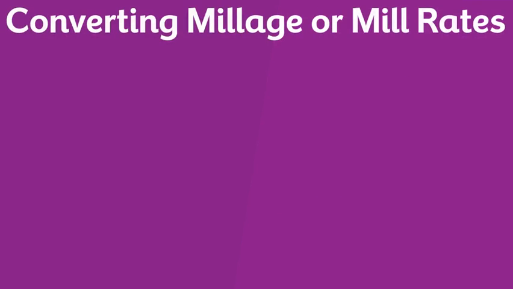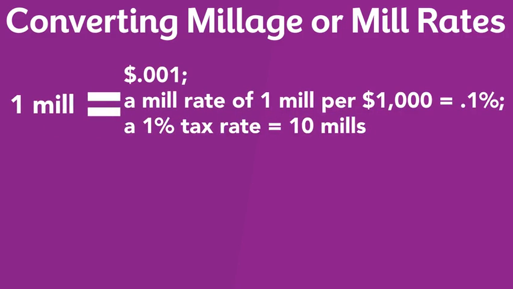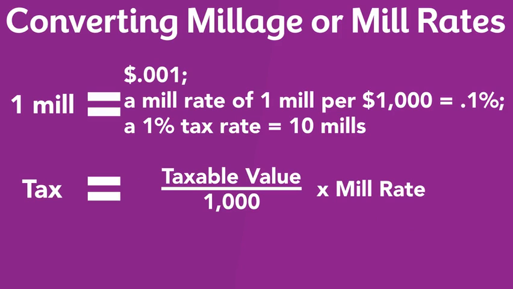A mill rate is equal to 1/10 of 1 cent and is used to state the property tax. The millage rate is the tax rate stated in tenths of a cent. 1 mill equals 0.001 cent. A mill rate of 1 mill per $1,000 equals 0.1%. A 1% tax rate equals 10 mills. Tax equals taxable value divided by 1,000 times mill rate.